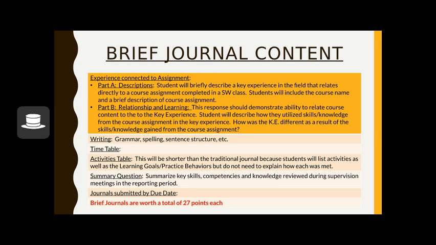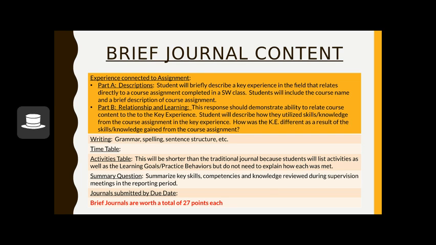And then relationship and learning. This is relating the course content to the key experience. What is the key experience that occurred? How did they utilize the skills or knowledge from that course assignment in that key experience? And how was the key experience different as a result of what they learned from that course assignment? So that's the bulk of this brief journal assignment that's really just 2 little sections. Of course, there's the same writing, the same timetable that exists.